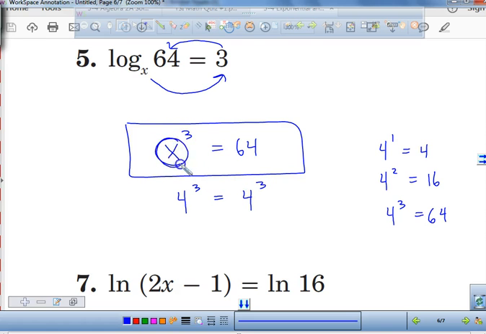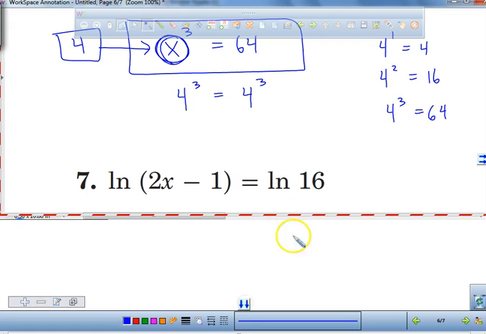So x to the power of 3 should equal 4 to the power of 3. So this number right here has to equal what number? That has to equal 4. That's why the answer is 4. So this would be a quiz type problem where I'm expecting you to be able to solve for x right here because that's the base. Change it to exponential form and solve.